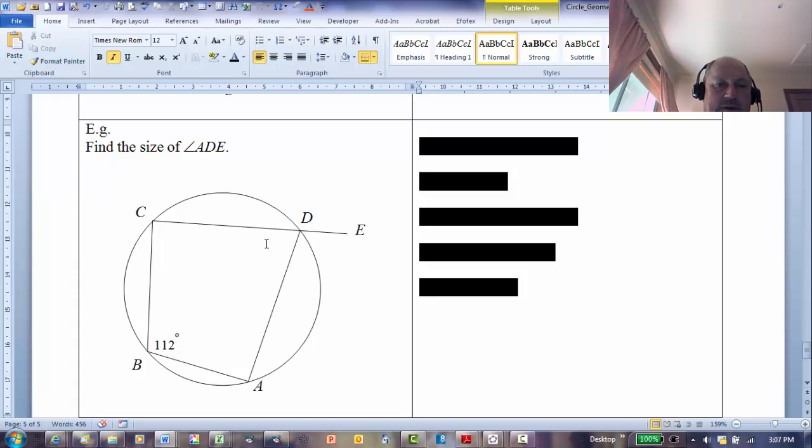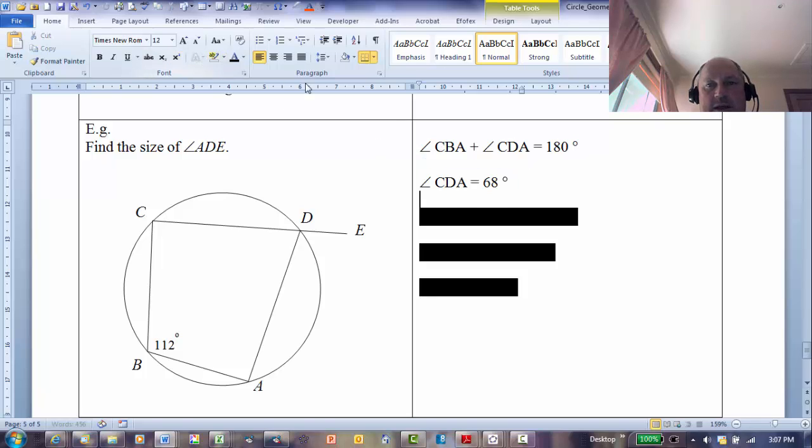If I know this angle here is 68, then I can work out this angle here because the line CE, an extension of the line CD, is a straight line. So those two angles in there must add up to 180. In our notes, I'd like you to write this down, please. Angle CBA, that's this angle down here, plus angle CDA, which is up here, is 180. Therefore angle CDA equals 68, so that's the angle up here where I've got the cursor at the moment.